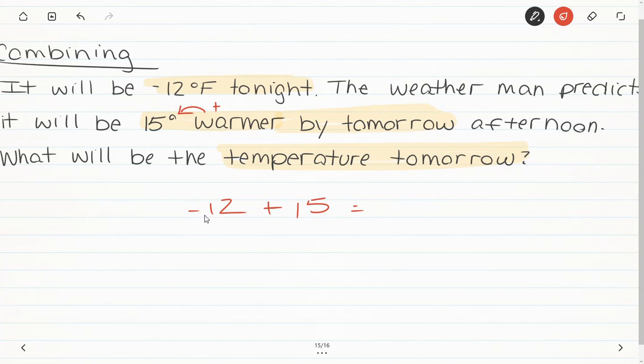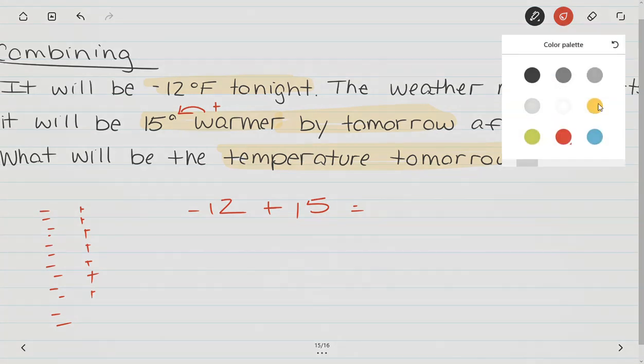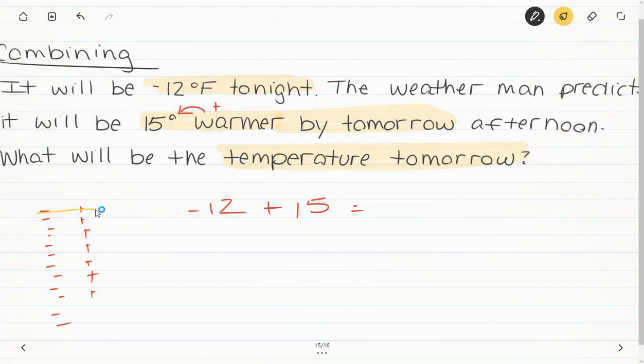You could draw out 12 negatives. 1, 2, 3, 4, 5, 6, 7, 8, 9, 10, 11, 12. And then you would do your positives, 15 of them in this case. But I'm not going to write out all of them, honestly. Because looking at this, if I zero pair them, I know that every time I match one up, I'm going to be canceling them.